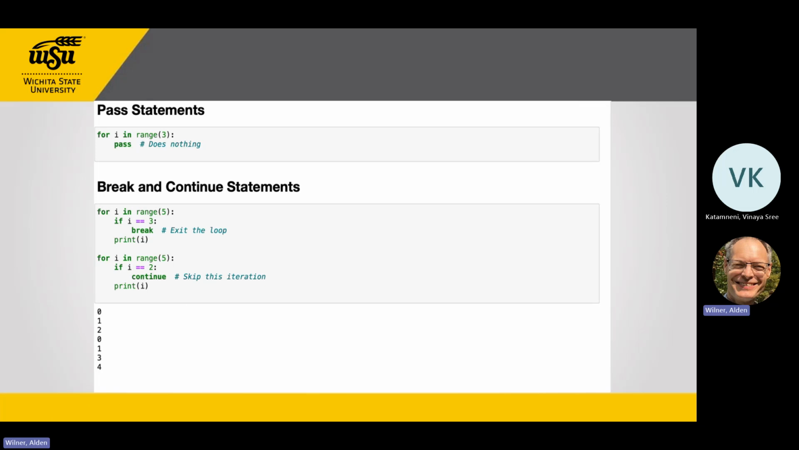For i in range 5, if i equals 3, break. So I'll print out 0, 1, 2, and then when I hit 3, it'll just quit, exit the loop. Or I can say continue, which is just skip this one. So there should be a space in here, 0, 1, and then we skip 2, 3, 4. And of course, the range stops 1 before the value that you give it. This is always the number starting at 0. So if you say range 5, it's going to give 5 numbers starting 0, 1, 2, 3, 4, and quit.